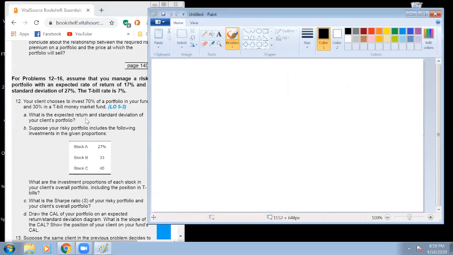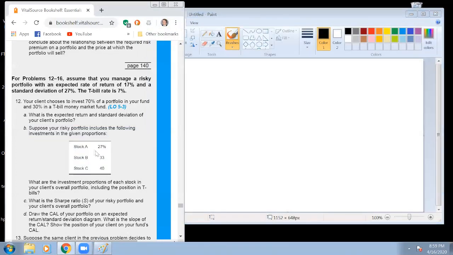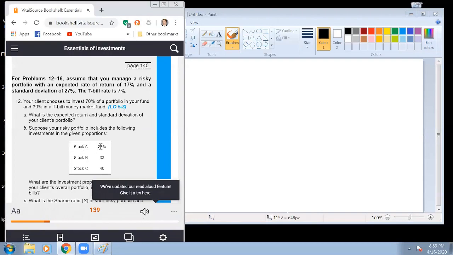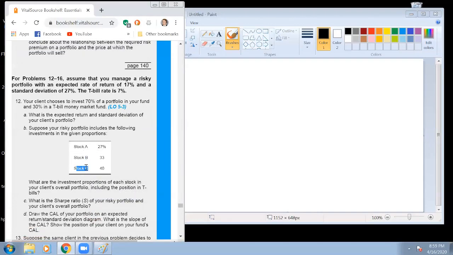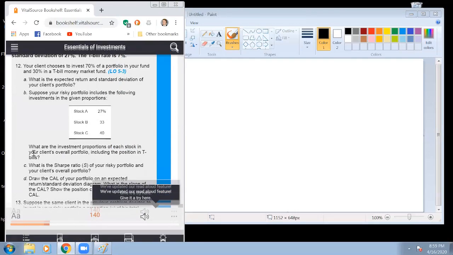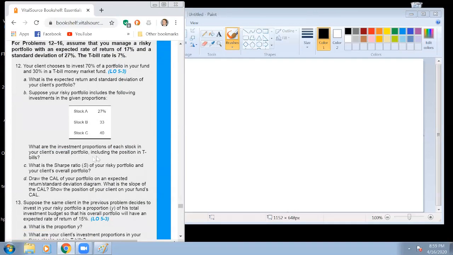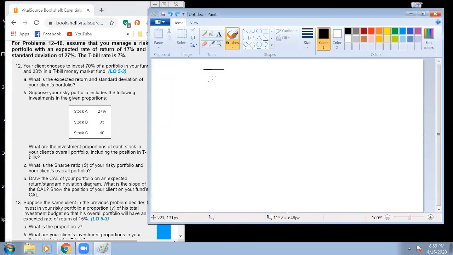Now we're going to do B here. We're given some new information about the risky portfolio itself. We have 3 stocks in there: stock A, stock B, and stock C. This one's asking us, what are the investment proportions of each stock in your client's overall portfolio, including the position in T-bills? Well, we know the T-bills are still going to be 30%. That doesn't change. It's not affected by this information.